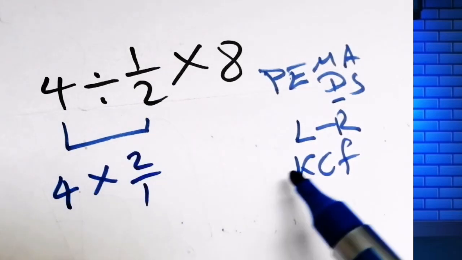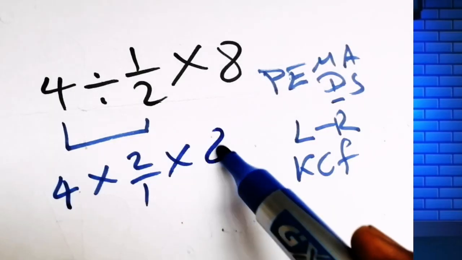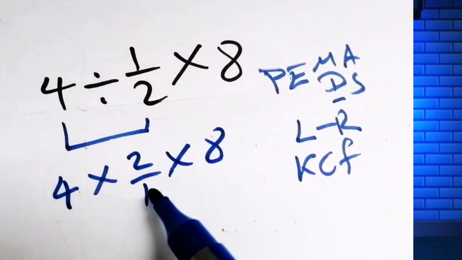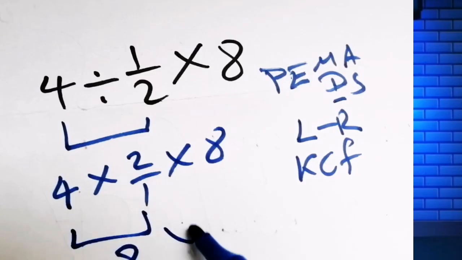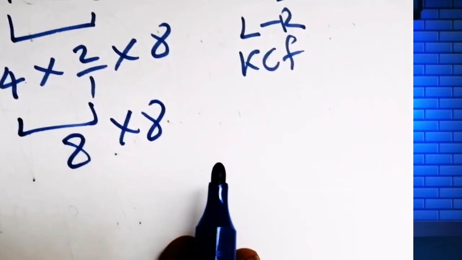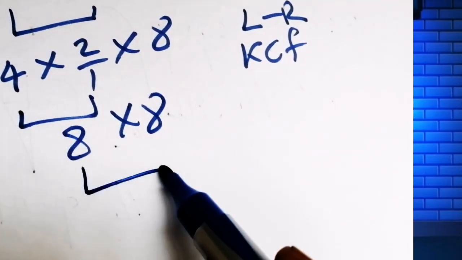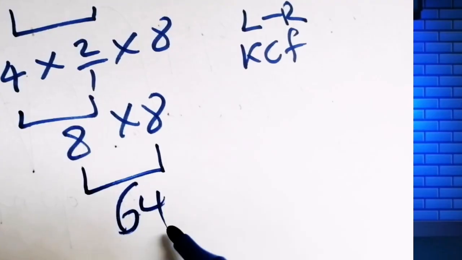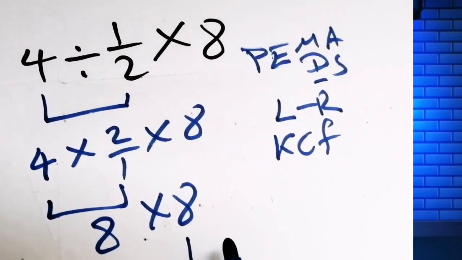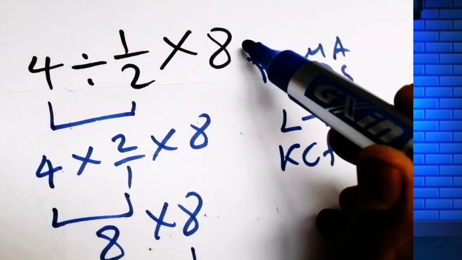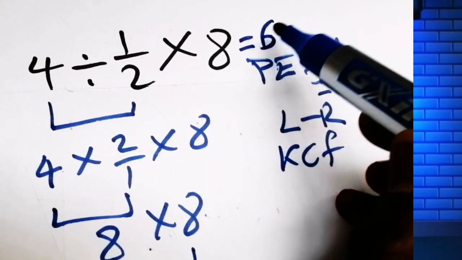2 over 1, okay? Therefore times 8, then 4 times 2, which equals 8, then times 8, okay? Therefore 8 times 8, which equals 64. This is the final answer of this problem. Therefore the correct answer is equal to 64.